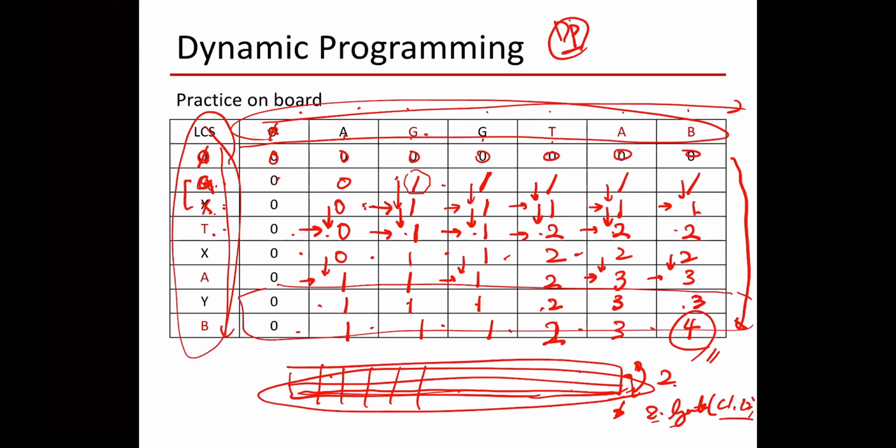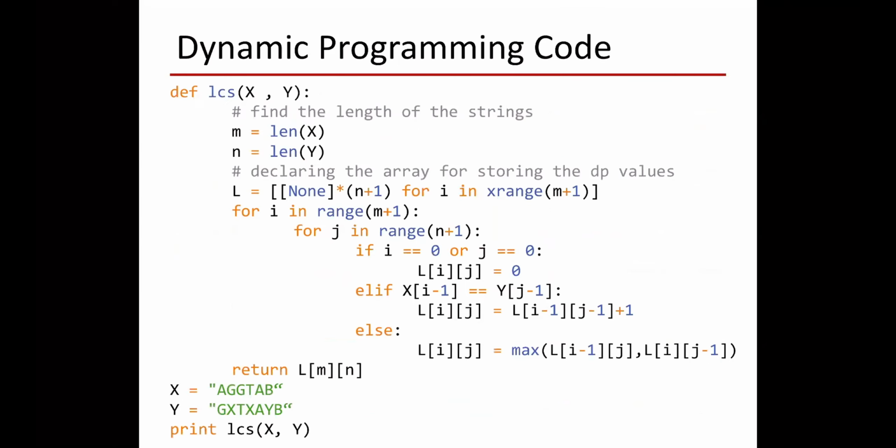Using DP, I'm using this concept: if it is a match, I increment +1 of the previous result of max. If not, I'm just using the max of these two. Okay, so this is the result.